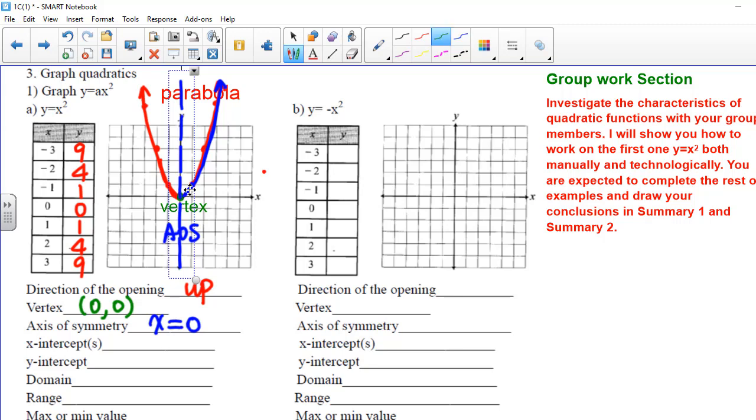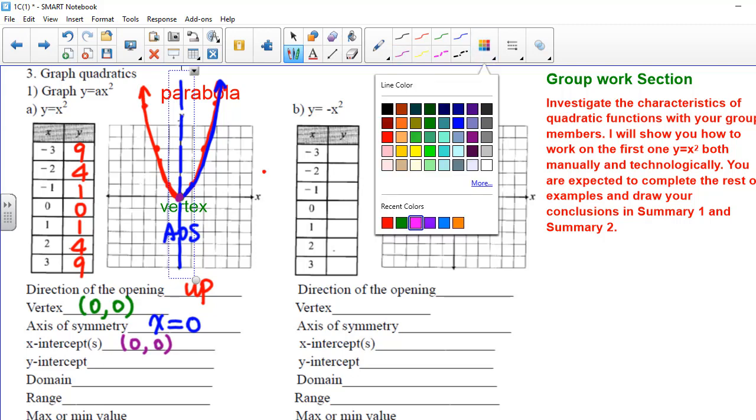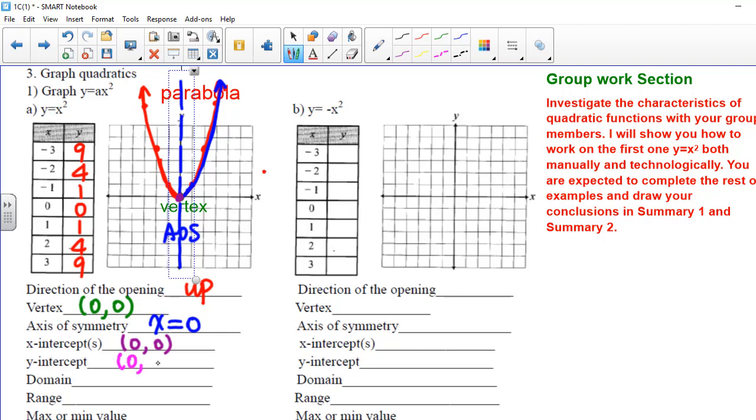We also have the x-intercepts. The x-intercept is where the graph intersects the x-axis. Therefore, the x-intercept point is 0, 0. Y-intercept. The y-intercept is where the graph intersects the y-axis. The y-intercept point is 0, 0 again.